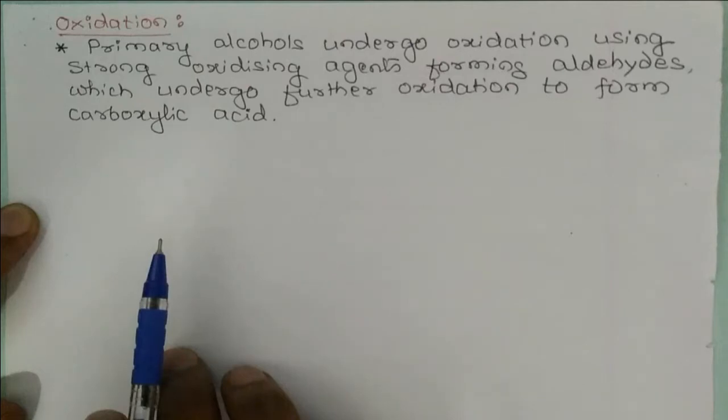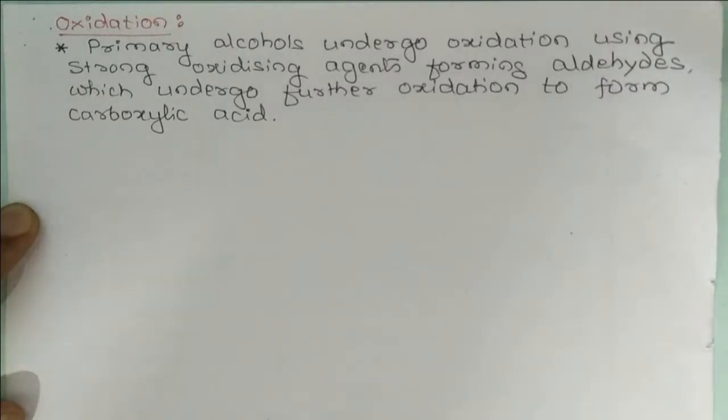If drastic conditions are applied, tertiary alcohols form ketones with less number of carbon atoms, which on further oxidation under drastic condition give carboxylic acid with lesser number of carbon atoms. These are the oxidation reactions of alcohols. Now let us see the primary alcohols on oxidation using strong oxidizing agents such as alkaline KMnO4 or acidified potassium dichromate. They form aldehydes, but here the reaction doesn't stop. Aldehydes undergo further oxidation to form carboxylic acid as final product.